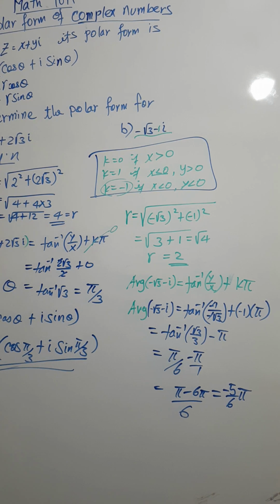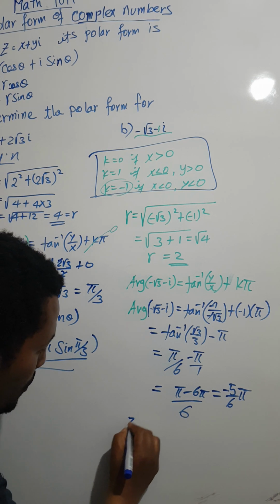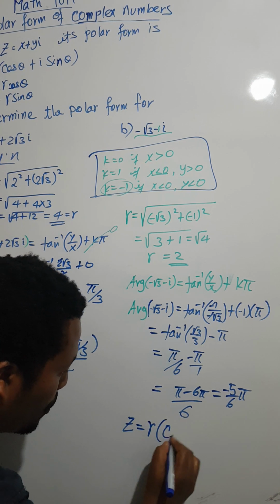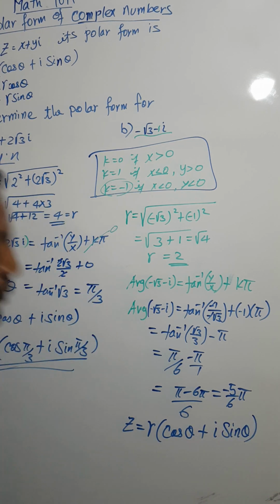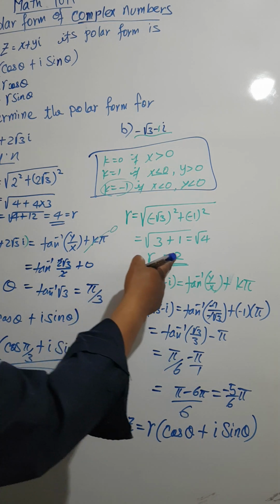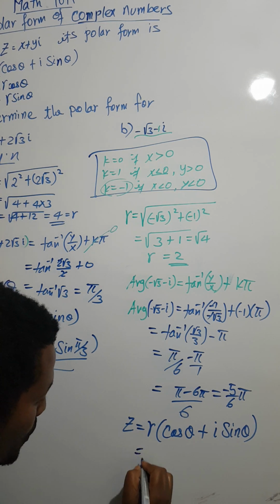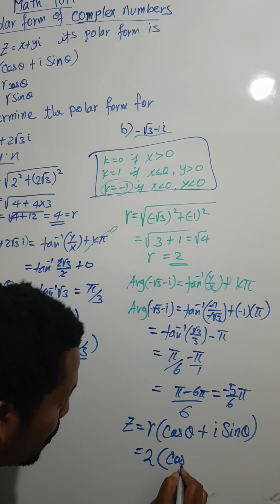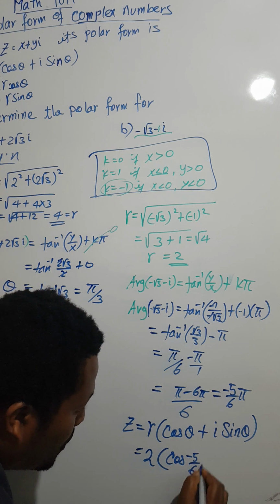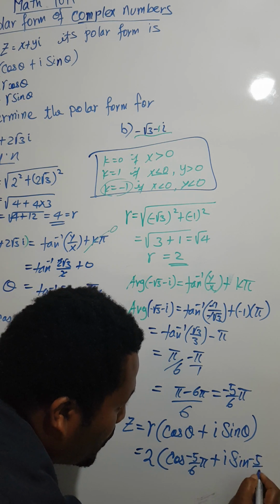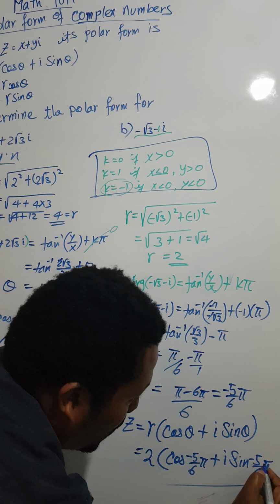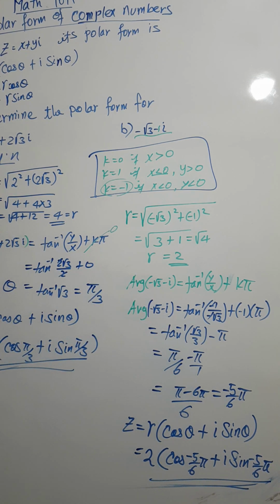ቀጣዩ ስቴፕ ምንድነው? ፖላር ፎርሙን መጻፍ። ኦኬ ፖላር ፎርሙ እንዴት ነው የሚጻፈው? z is equal to r into cosine of the angle theta plus I sine of the angle theta። አርጉመንታችን ማለት ነው ቴታ። አራችን ስንት ነው? ኦኬ ሞጁለሳችን 2 ነው። so this is equal to 2 into cos negative 5 over 6 pi plus I into sine negative 5 over 6 pi is the polar form of, okay, here is the polar form of this complex number. Okay, this complex number.